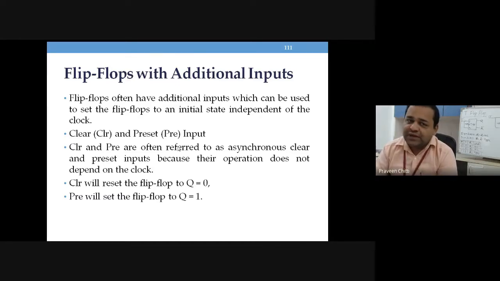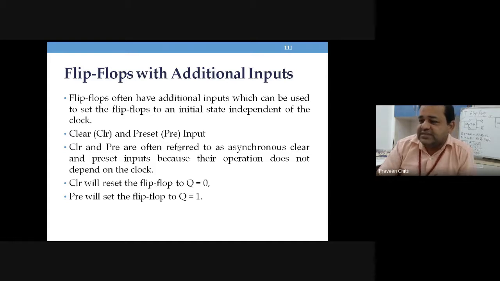When I say Q is 1, obviously Q bar will be 0, and when I say Q is 0, obviously Q bar will be 1. So these are the 2 additional inputs that you can see in all kinds of flip-flops. That is called the clear input and the preset input. If clear input is active, Q will be 0, and if preset input is active, Q will be 1.